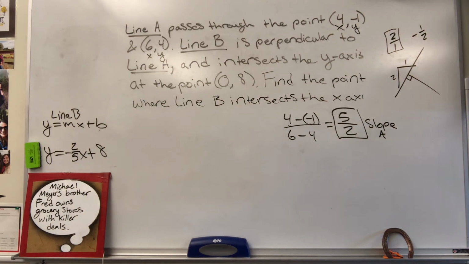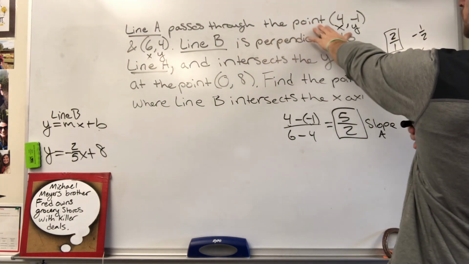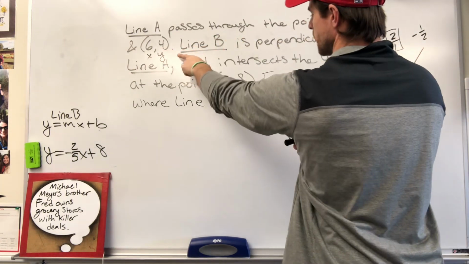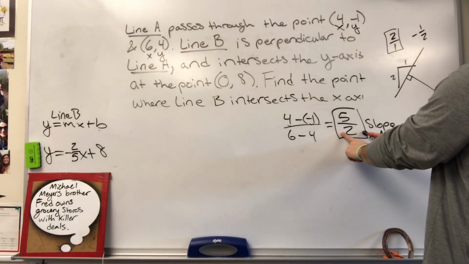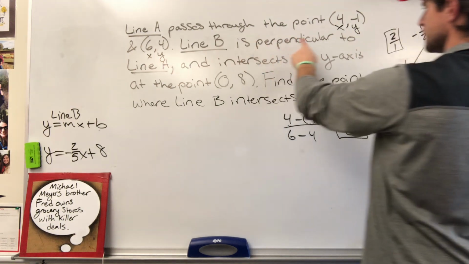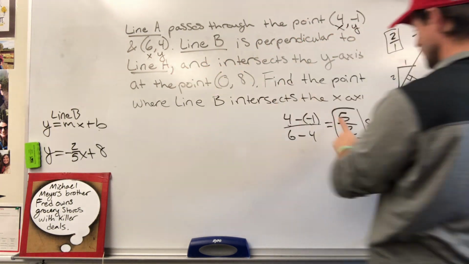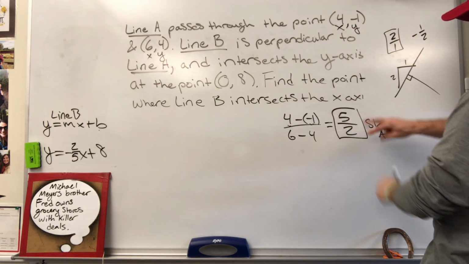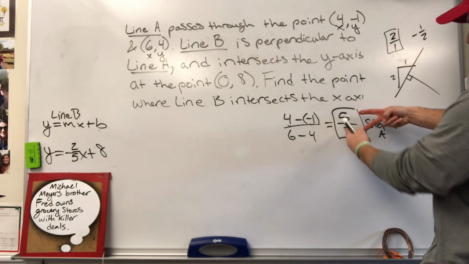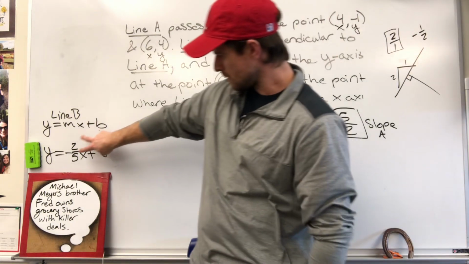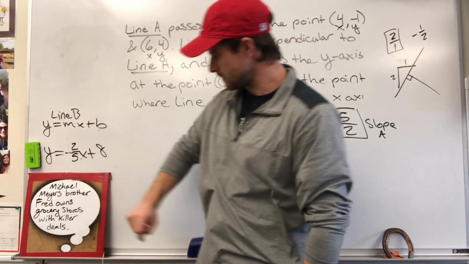All right, so let's see here. Line A passes through the points 4, -1 and 6, 4. Cool, we found the slope of it. Line B is perpendicular to line A. Well, if that's line A's slope, flip it and turn it from a positive to a negative. Flipped, and now it's a negative. Good.